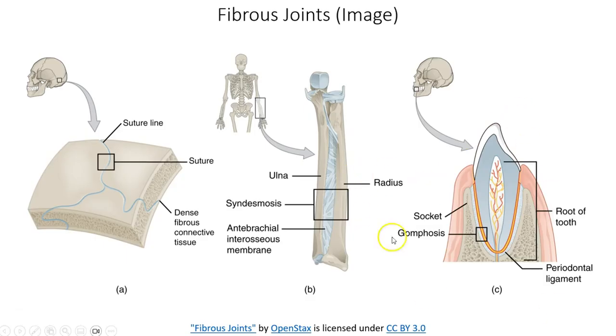And then over here in panel C, we have the gomphosis joint, and we see these in the teeth primarily. And so we have this periodontal ligament, so really strong fibrous connective tissue that is helping to anchor the tooth in the actual socket of the bone in our maxilla or mandible, which are the upper and lower jaws.